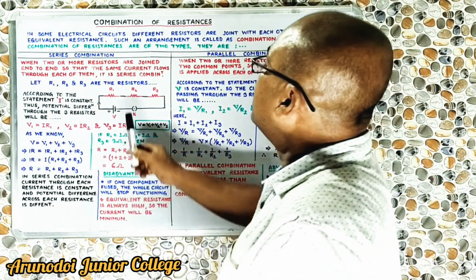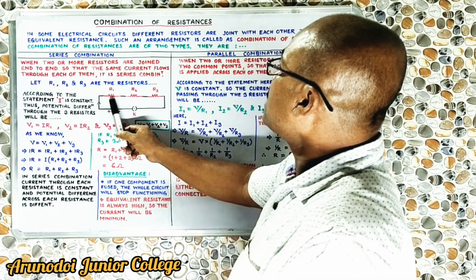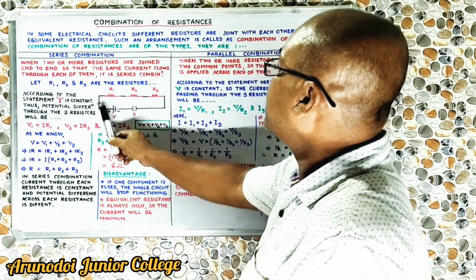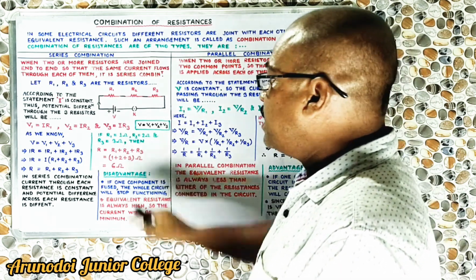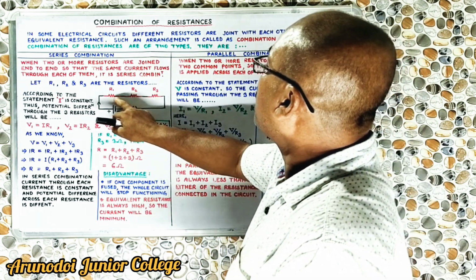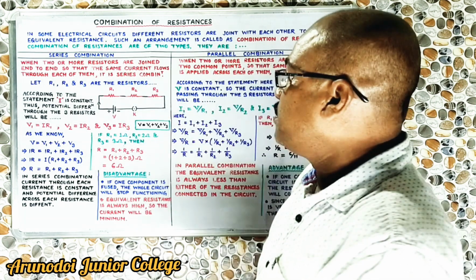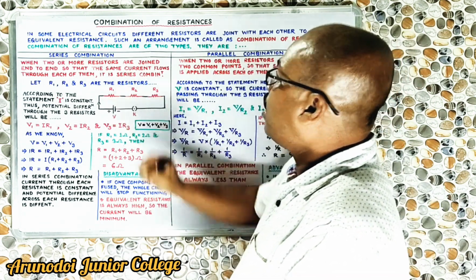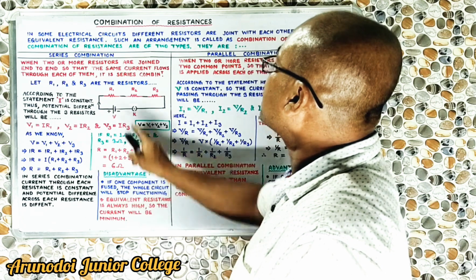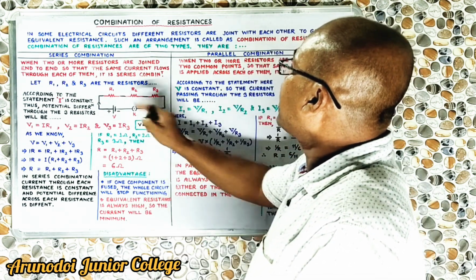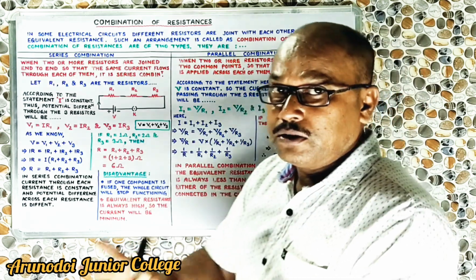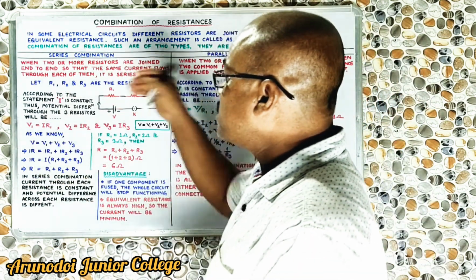Now what is done? Here we can see these resistors R1, R2 and R3 are connected in this circuit, and they are connected one after another. That is, after R1 we place R2 in such a way that the negative terminal of the first resistor is connected to the positive of the second, and the negative of the second is connected to the positive of the third. So that is the series combination.